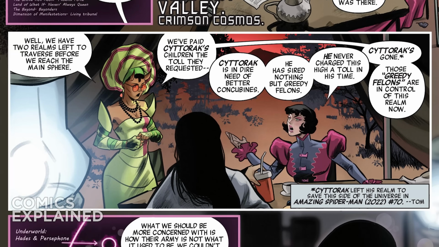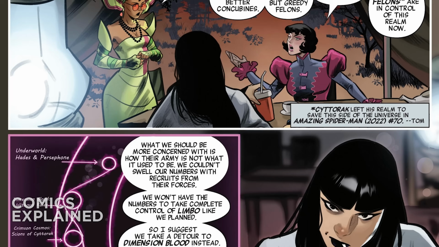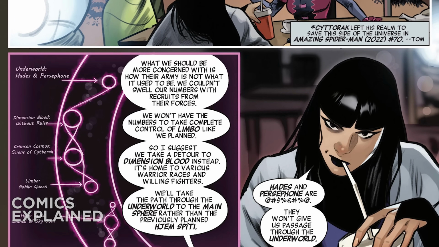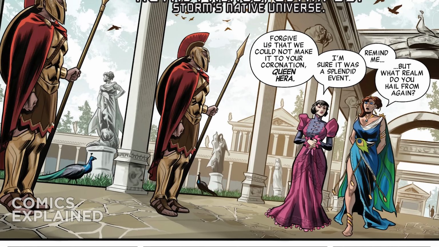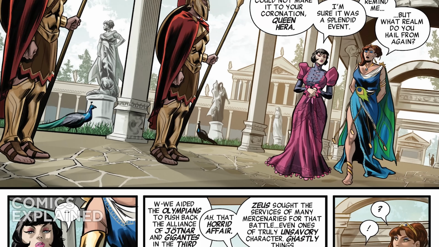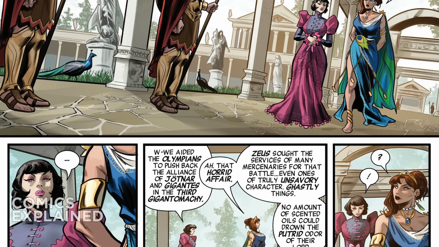In this particular instance, they had had a conversation about approaching the Greek gods because word had reached their ears that Hera was interested in Wakandan vibranium. And so that's when Bogey shows up here because she says, "Forgive us that we could not make it to your coronation, my queen. I am sure it was a splendid event." And she says, "Remind me, what realm do you hail from again?"